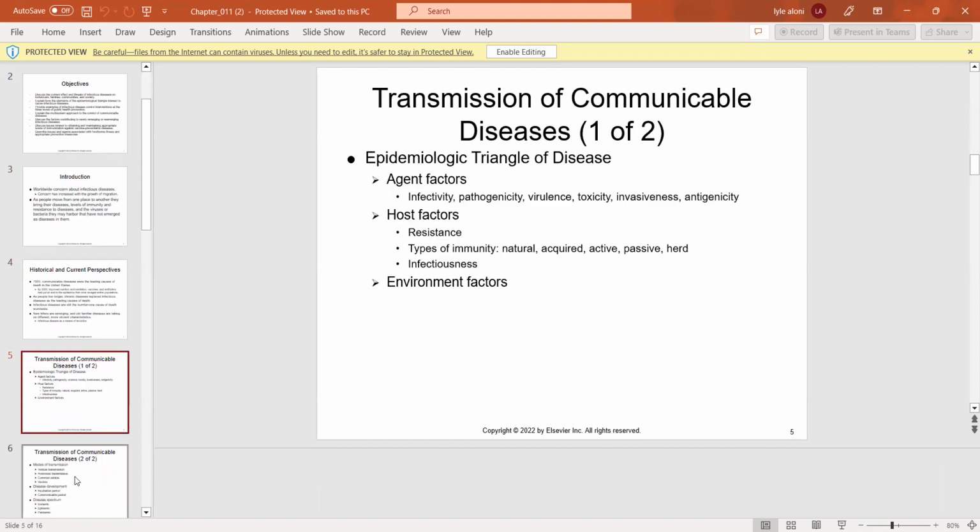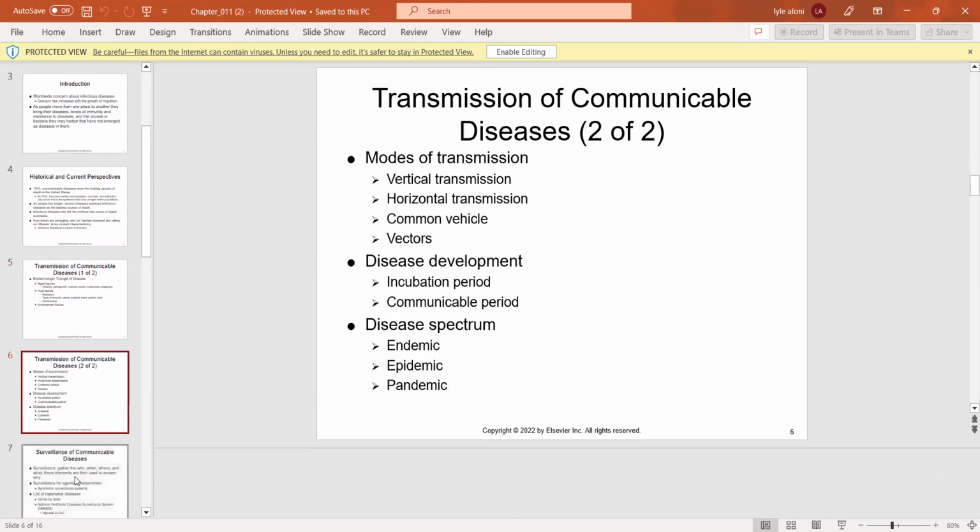So we have our epidemiological triangle of disease. We have our agent factors, we have our host factors, and we have environmental factors. We have different modes of transmission with our communicable diseases: vertical, horizontal, common vehicle, and vectors, like Lyme disease and other types of illnesses caused by animals. We have an incubation period and the communicable period, and then we have spectrums that it can go through.